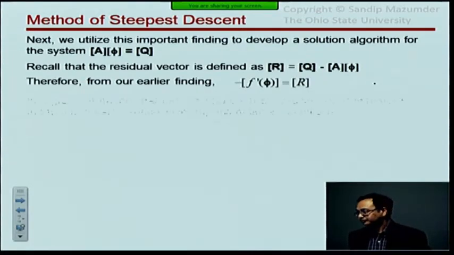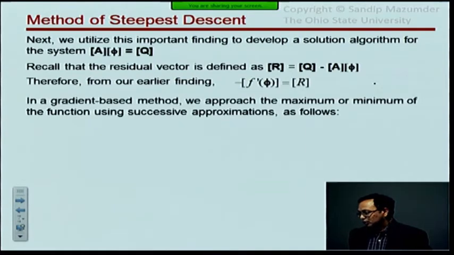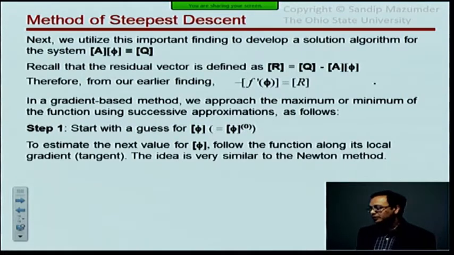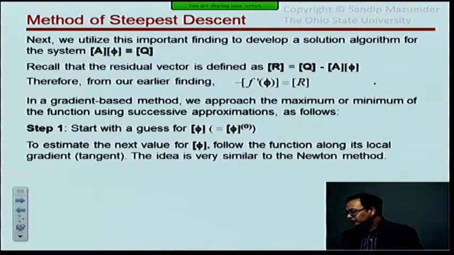So in a gradient-based method, which is what we are looking at here, we approach the minimum and maximum of the function using successive approximations as follows. We start with a guess for phi, just like we do in any iterative solver, and we call that phi with the superscript 0, for the 0th iteration, the initial guess. Next we have to estimate the next value of phi, and we follow the function along its local gradient or tangent. This idea is very similar to Newton's method. I'll show you a picture shortly.